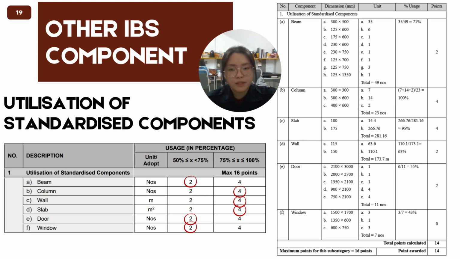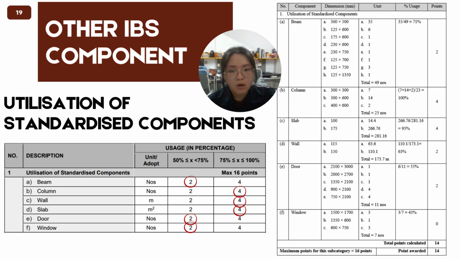In this project, only the external wall uses standardized components. Thus, out of 173.1, 110.1 is standardized. So a 63% usage indicates that the wall obtained a point of 2.